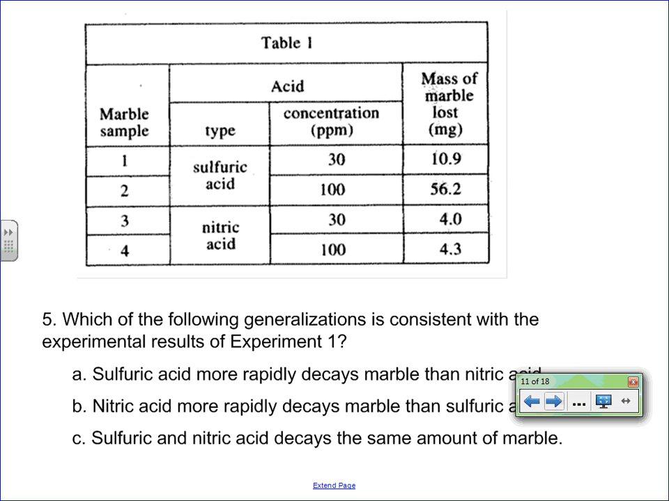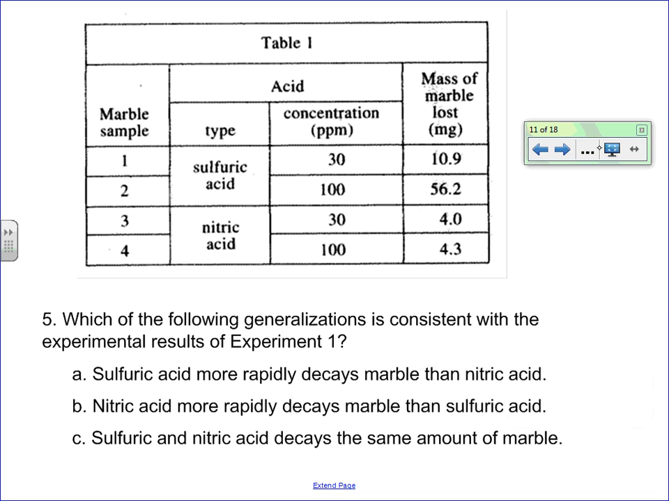Okay. Which of the following generalizations is consistent with the experimental results of experiment 1? A, sulfuric acid more rapidly decays marble than nitric acid. B, nitric acid more rapidly decays marble than sulfuric acid, or C, they're both the same. How'd you get A?